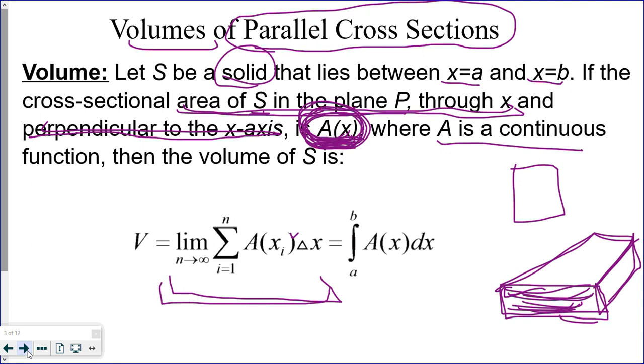It's saying, okay, we're going to add up the infinite amount of cross sections between the top and the bottom. And another way of saying that is to integrate, which means to add up a bunch of values, like we did with Riemann sums.